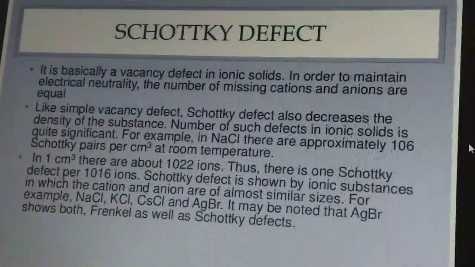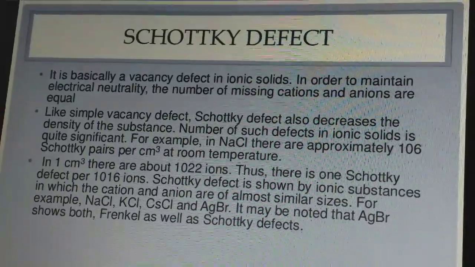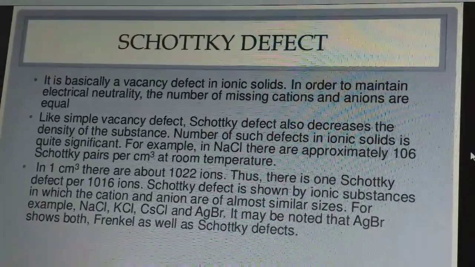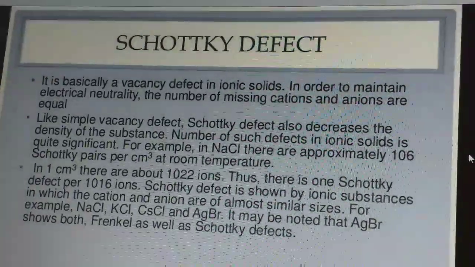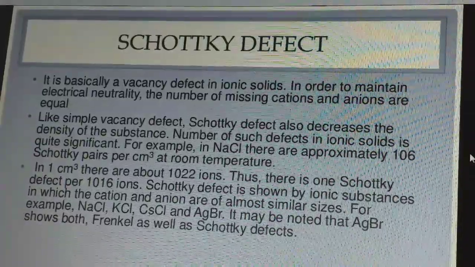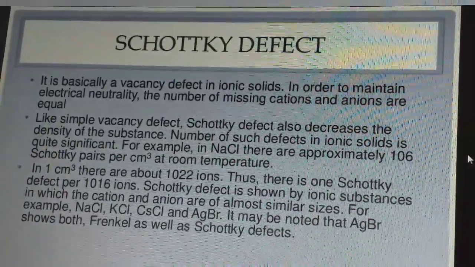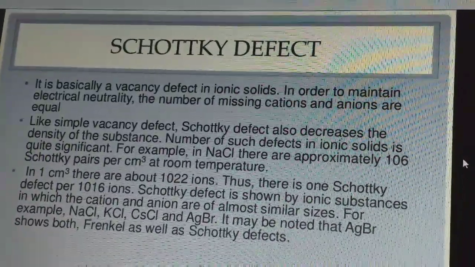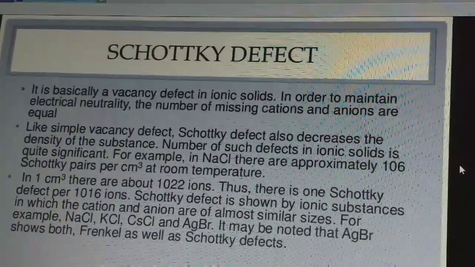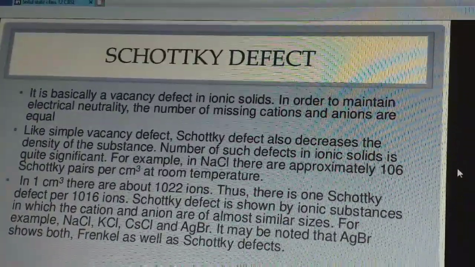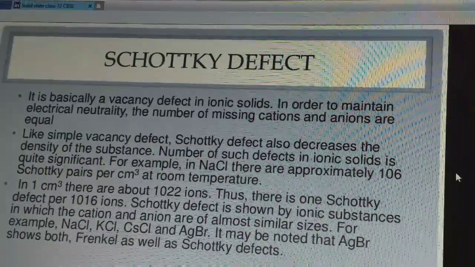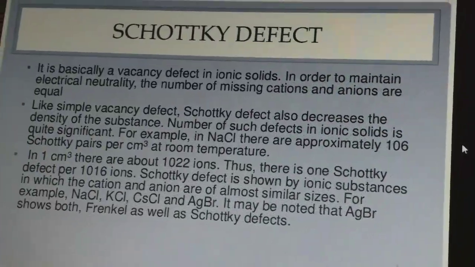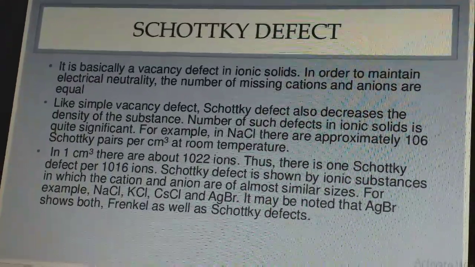Next is Schottky defect. It is basically a vacancy defect in ionic solids. In order to maintain the electrical neutrality, the number of missing cations and anions are equal. Like simple vacancy defect, Schottky defect also decreases the density of the substance. And the number of such defects in ionic solids is quite significant. For example, in NaCl, there are approximately 10^6 Schottky pairs per cubic centimeter at room temperature. In 1 cubic centimeter, there are about 10^22 ions. Thus, there is one Schottky defect per 10^16 ions.